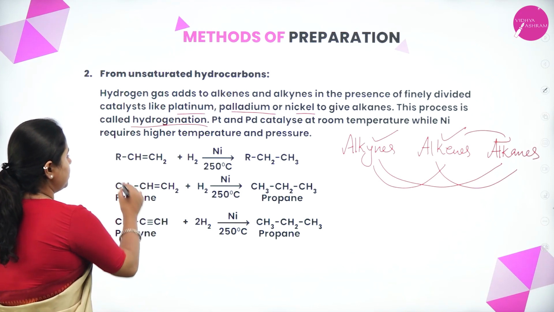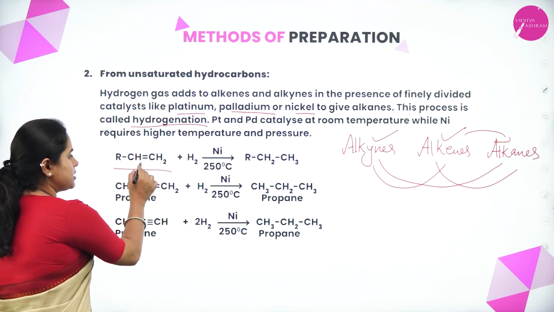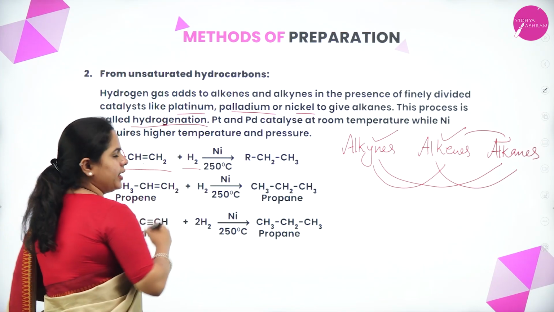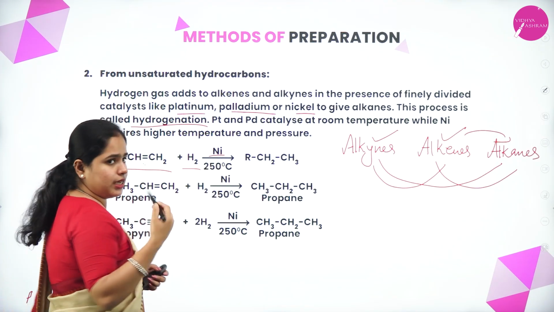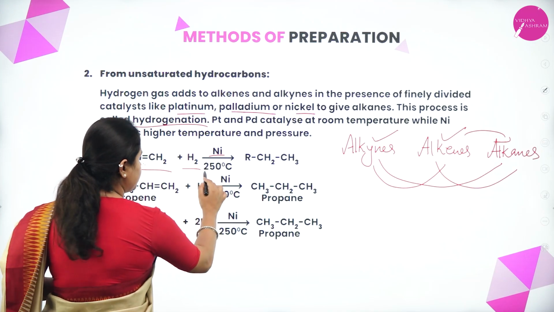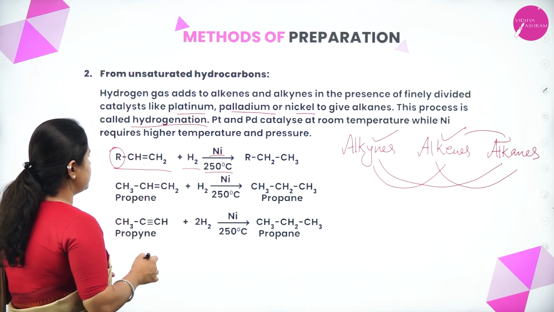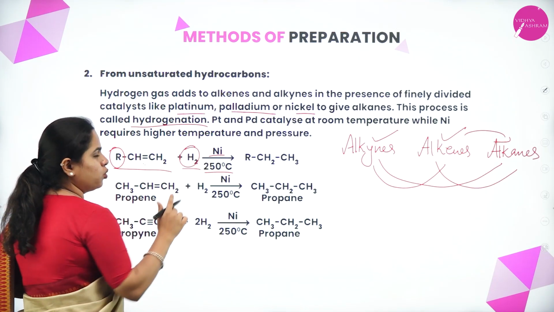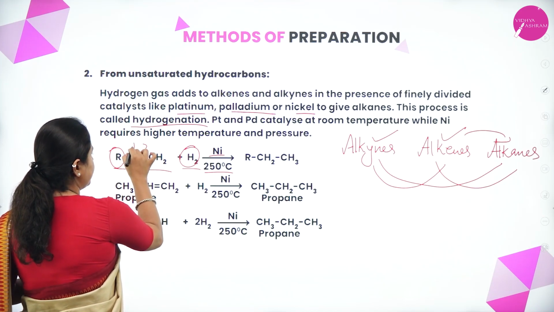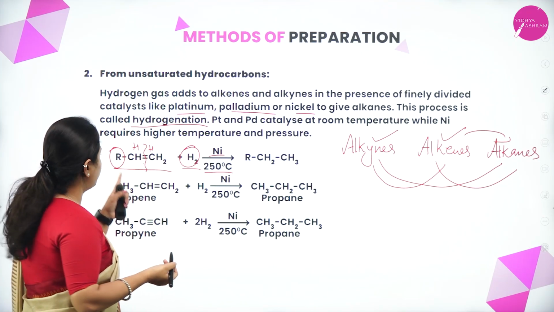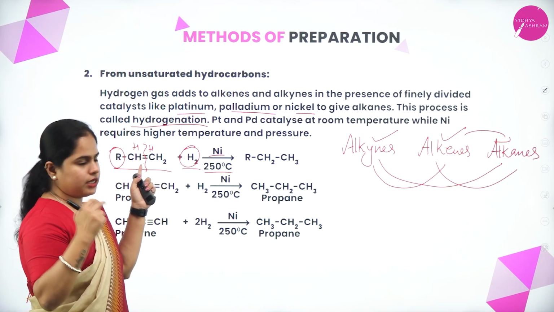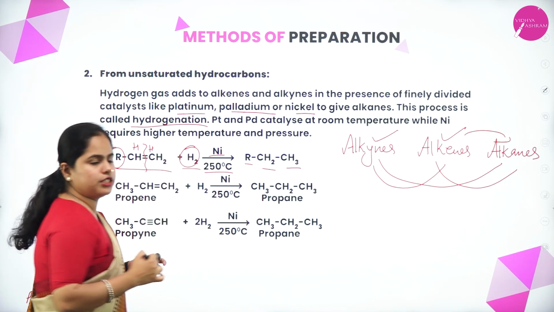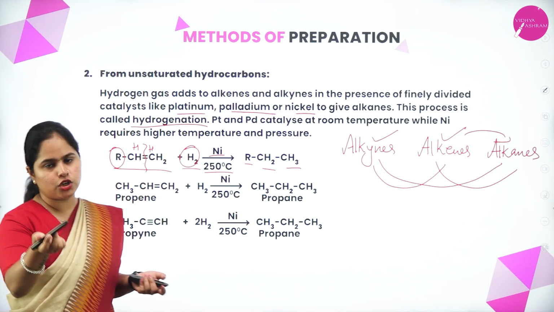Let's take the example of RCH double bond CH2. You can see this is an alkene. R stands for any alkyl group, and we are adding hydrogen in the presence of nickel. If it is nickel, I told you it doesn't happen at room temperature, it happens at 250 degrees Celsius. Once hydrogen is added, the double bond will be broken. You have two hydrogen atoms, so this bond will break, one hydrogen atom goes here, one hydrogen atom goes here. So you will get RCH2, single bond CH3. The double bond will become a single bond and you will get your corresponding alkane.